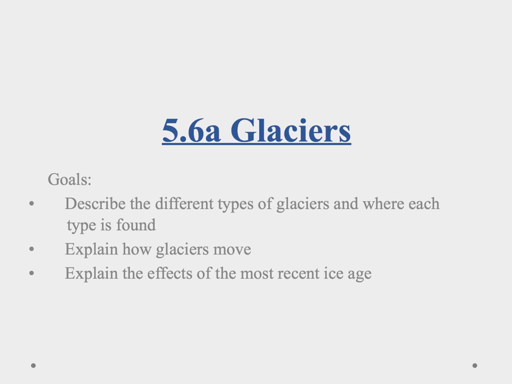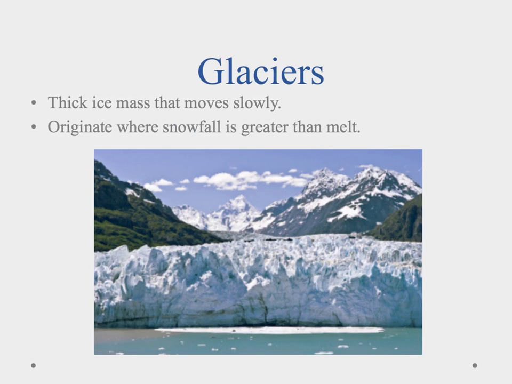In this video we'll describe the different types of glaciers and where we can find them. We'll explain how glaciers move, and then we'll explain the effects of the most recent ice age. To begin, let's discuss what is a glacier. A glacier quite simply is a really thick ice mass that moves slowly. Now they're going to originate in an area where your snowfall is going to be greater than the snow melt. So you have an accumulation, and that's what we'll call this, a zone of accumulation where they form.